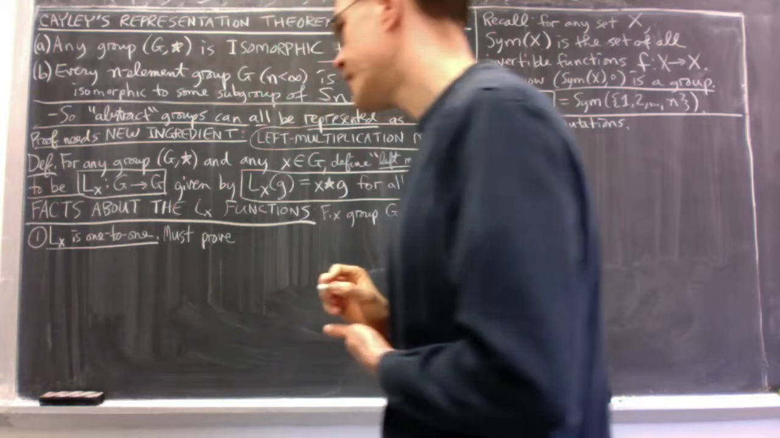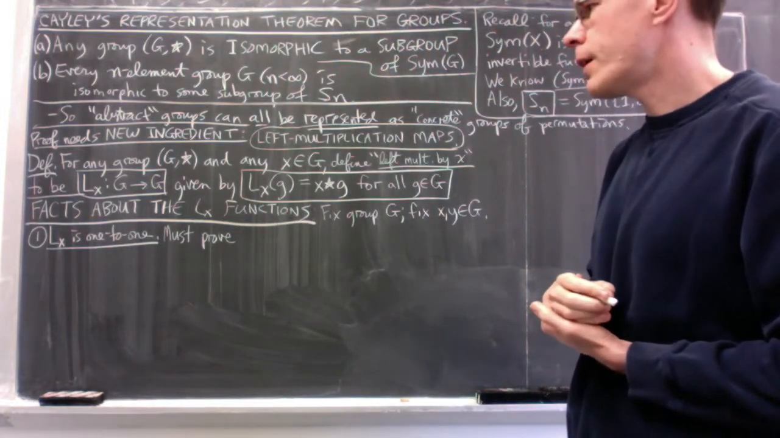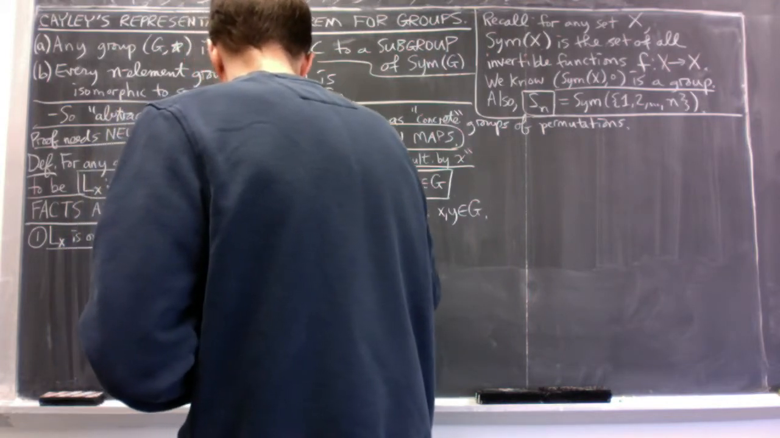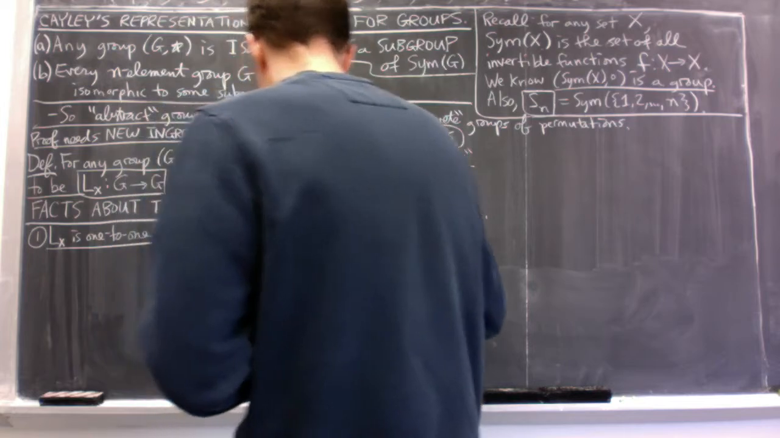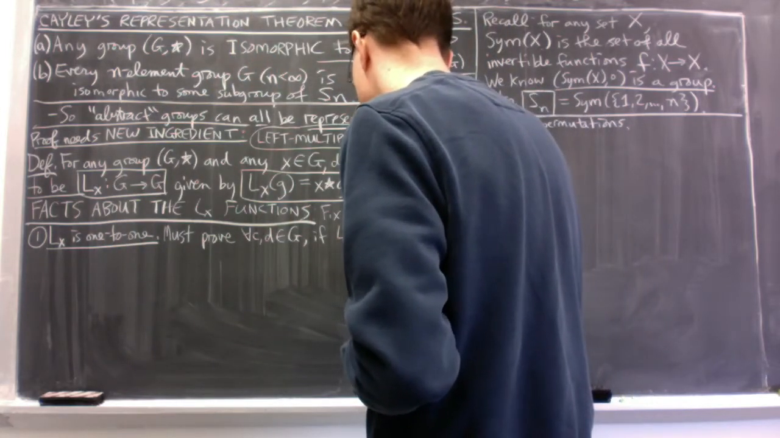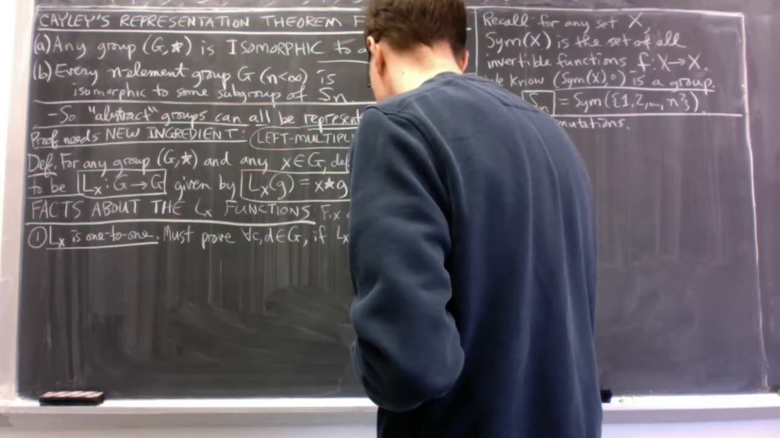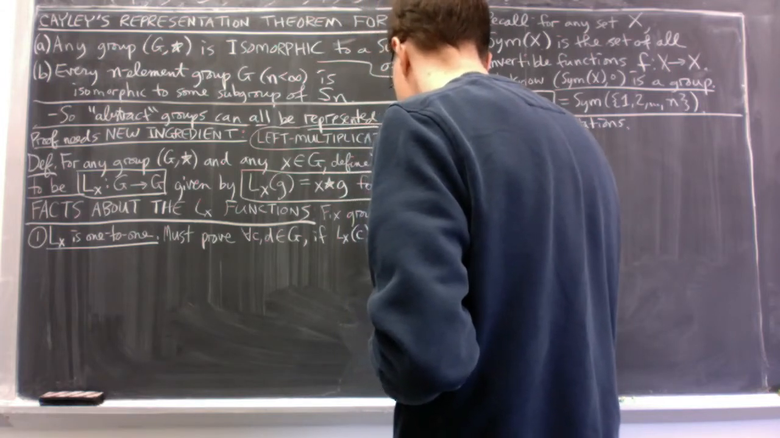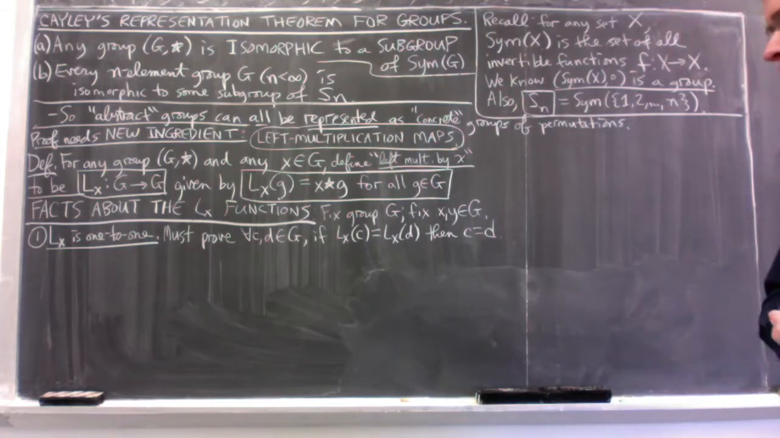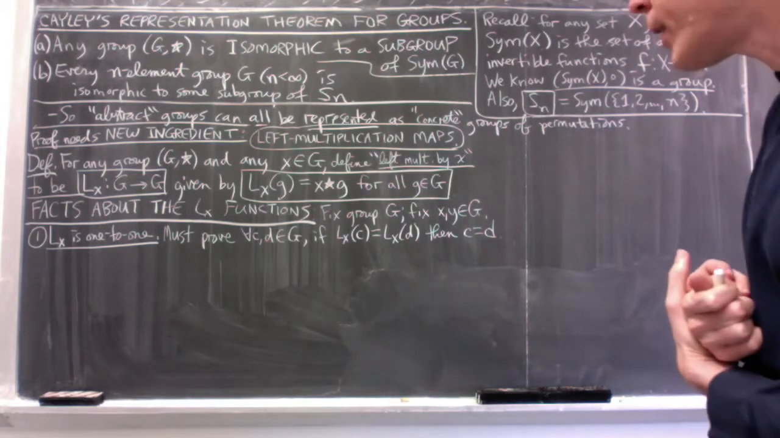So what does one-to-one mean in this case? It means that if you give me two elements of G, for all C, D in G, if you do Lx of C and Lx of D and they're equal, the outputs are equal, then it better be the case that the inputs are equal. That's the definition of one-to-one written out for the case of this particular function. All right, so let's prove that.